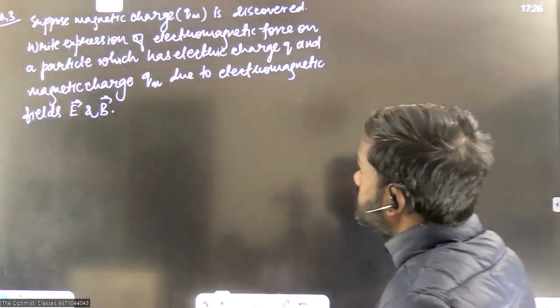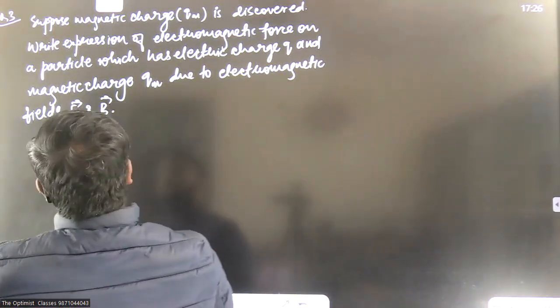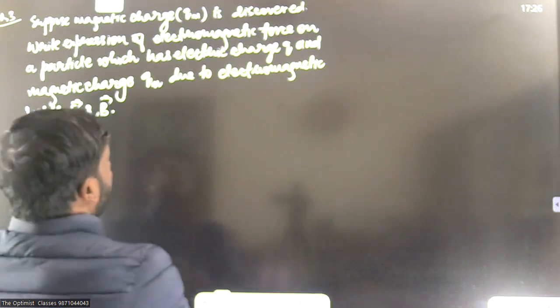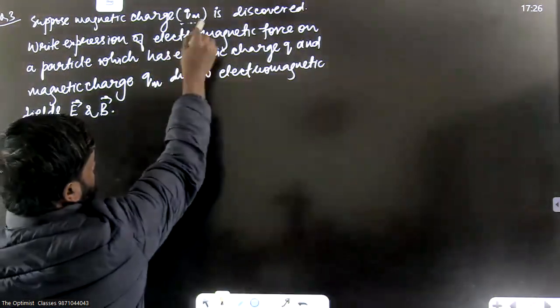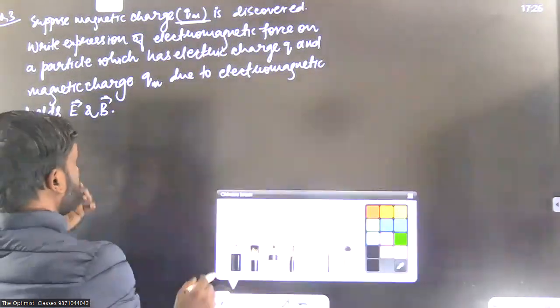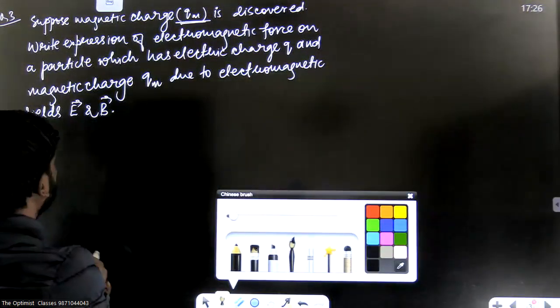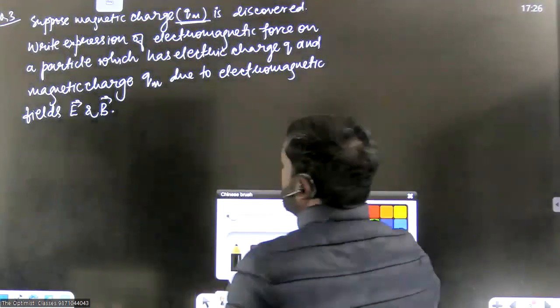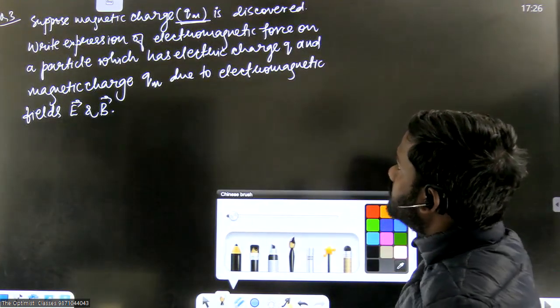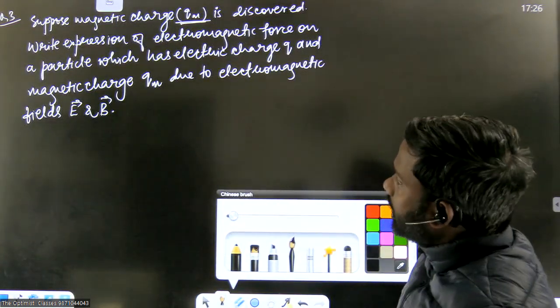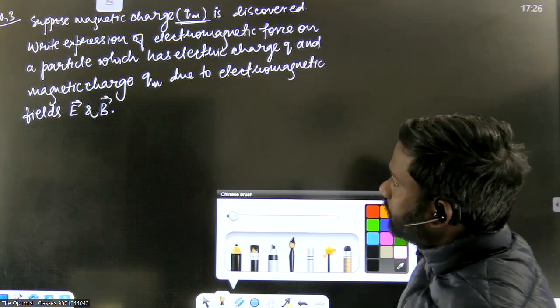Now let's move to the third question. It says suppose magnetic charge is discovered. We know that magnetic charge doesn't exist presently, but the question says suppose magnetic charge is discovered. Write the expression for the electromagnetic force on a particle which has electric charge q and magnetic charge qm due to electromagnetic fields.